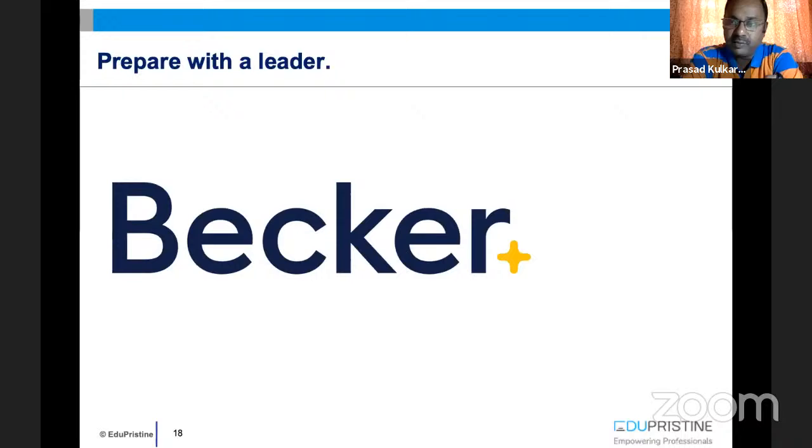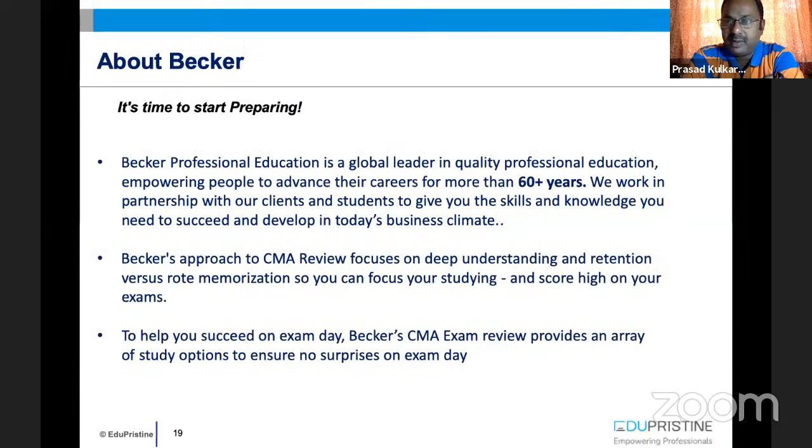Friends would say, "यार किधर से करना है तो Becker से करना है." That's how Becker has been known. In the world of finance, as far as professional qualifications like CPA and CMA are concerned, there is no alternative to Becker, no better alternative. So prepare with the best.